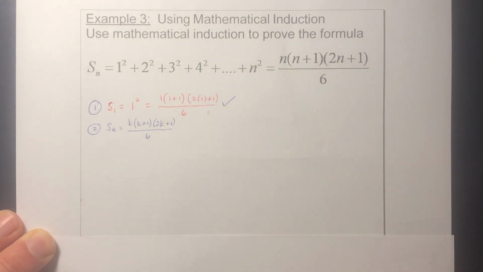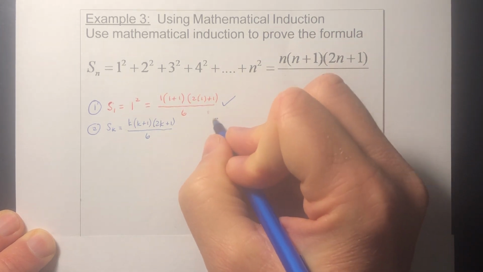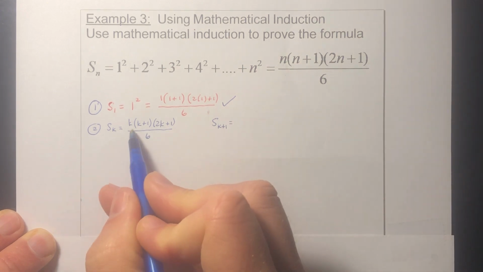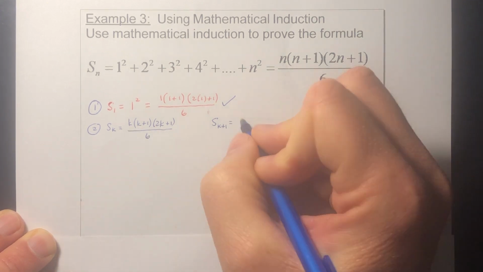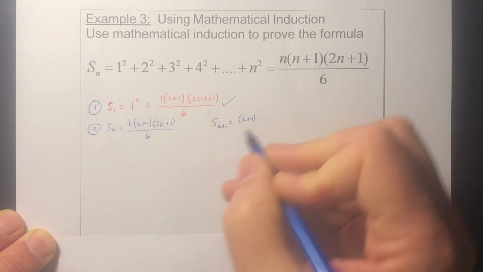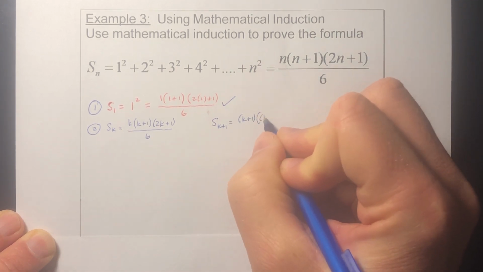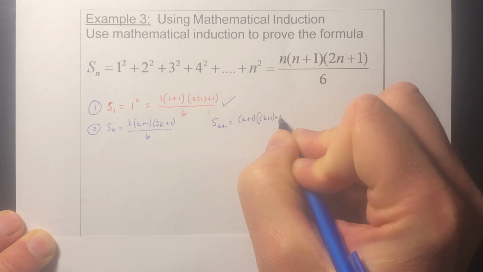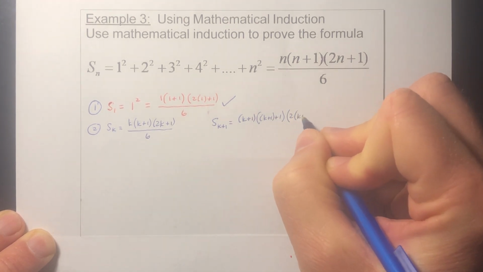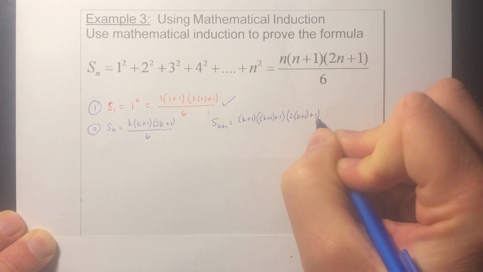Okay. Again, this is all preliminary work to help us out. So now we're going to replace that k with k plus 1. So every k you see here, replace it with k plus 1. So that replaces this k. So here we have k plus 1 plus 1. And here we have 2 times k plus 1 plus 1.